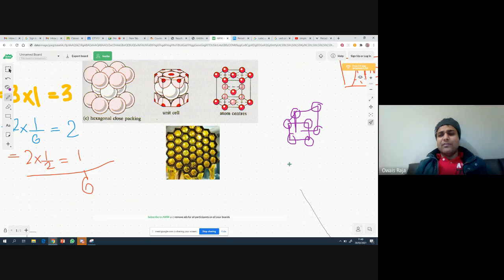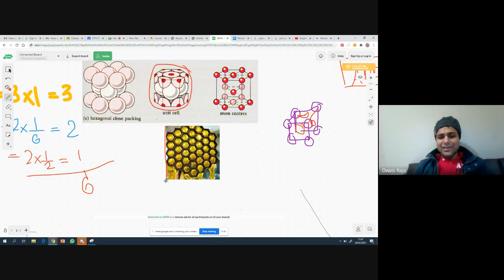If you put them in the body center form, you put another one in the middle, there will be less. There's still a lot of space, but less empty space than a cubic. If you put them in face center cubic, where you put an atom in the center of every face, the packing factor increases. If you put it that way, the packing factor increases further, and so on.